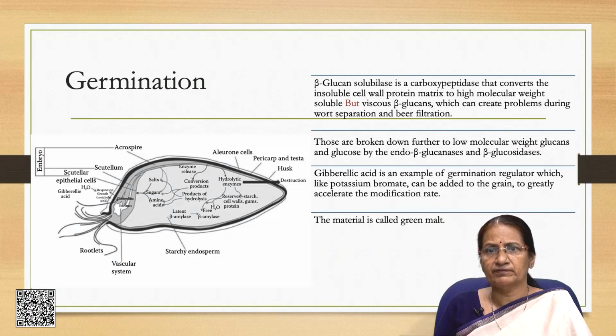Gibberellic acid is an example of a germination regulator which, like potassium bromate, can be added to the grain to greatly accelerate the modification rate. At this stage, the material is called green malt.